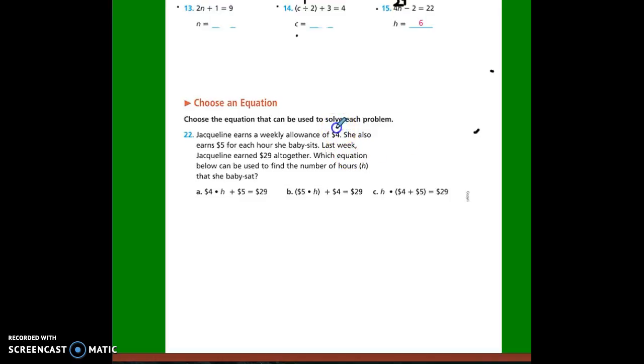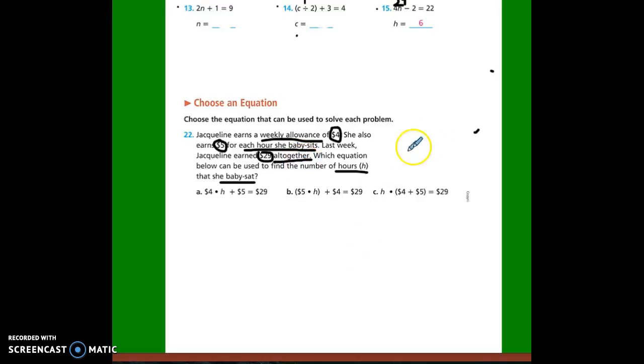So we've got a lot of numbers here. We've got that she earns $4 as her weekly allowance. So she just gets that once a week. She also earns $5 for each hour that she babysits. Last week she earned $29. There's a keyword, altogether. Which equation can be used to find the number of hours, which they want us to use h, that she babysat?